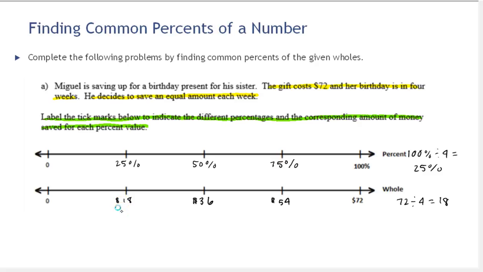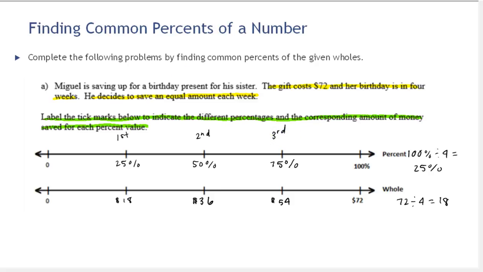This is our first week. The first week he saves 25% of the total cost of the gift, which is 18. The second week he saved 25% twice, or a total of 50% of the total cost. So we're including how much he saved the first week. So by the second week he saved $36.